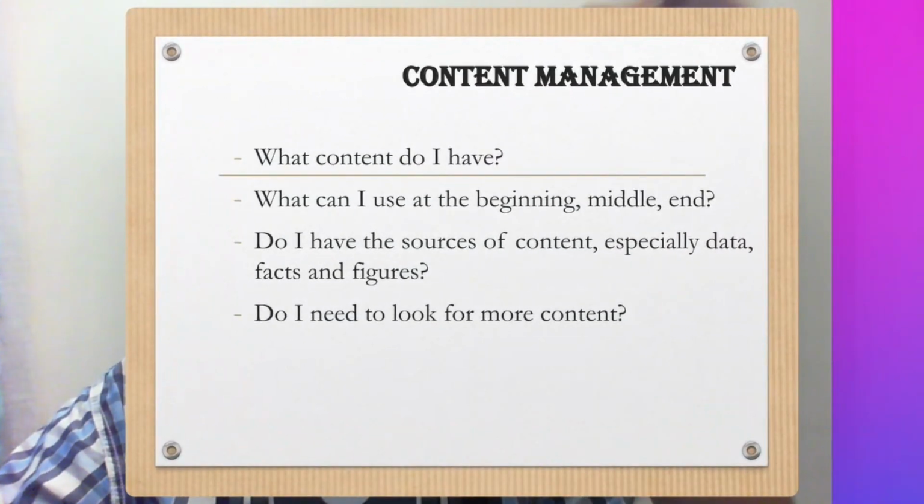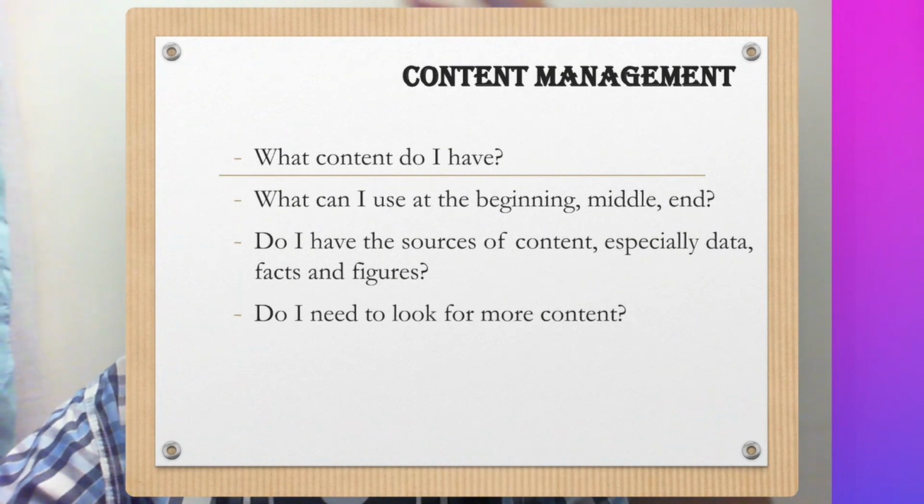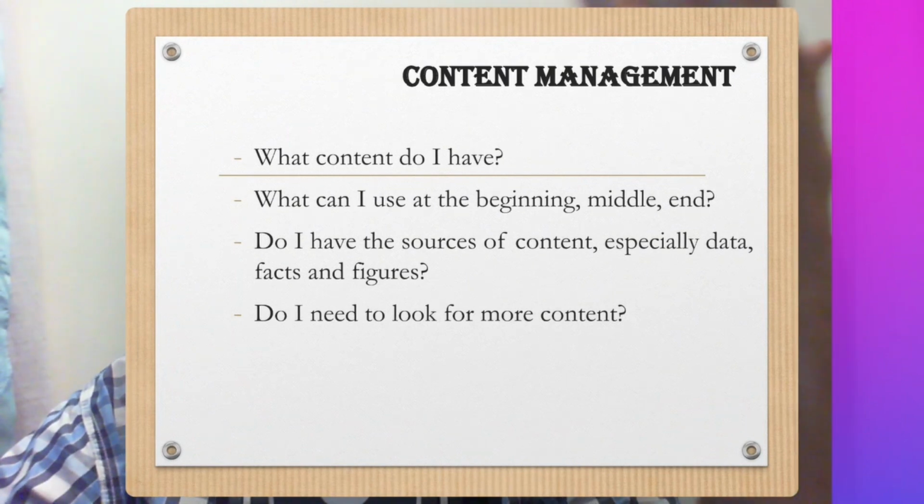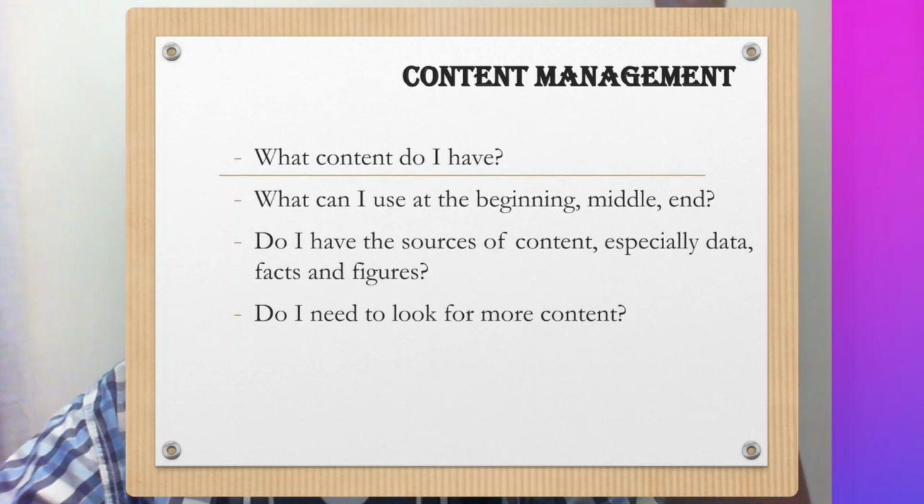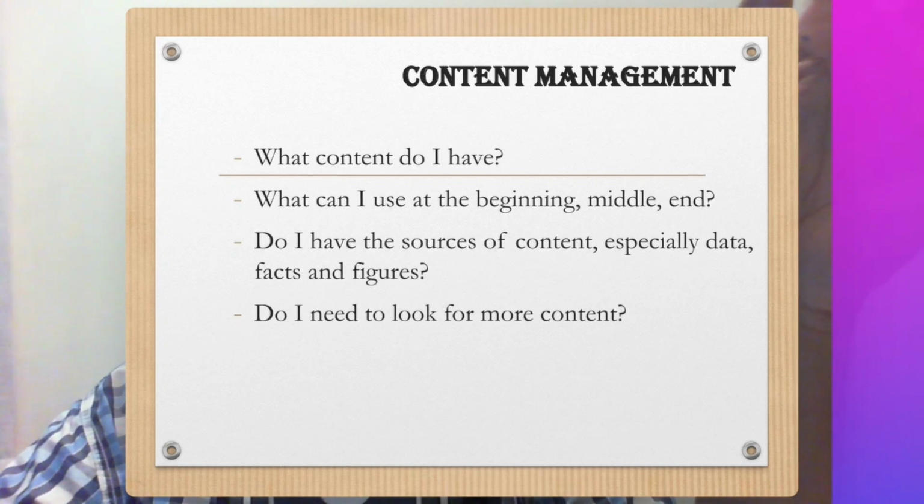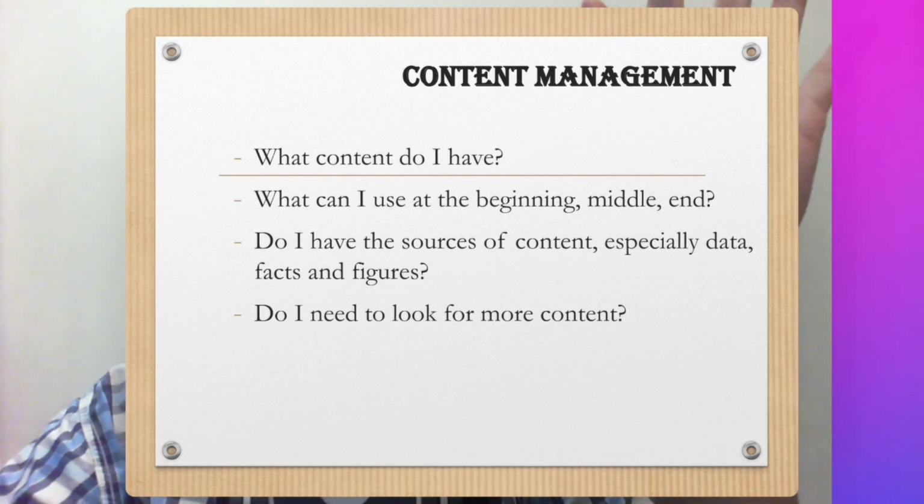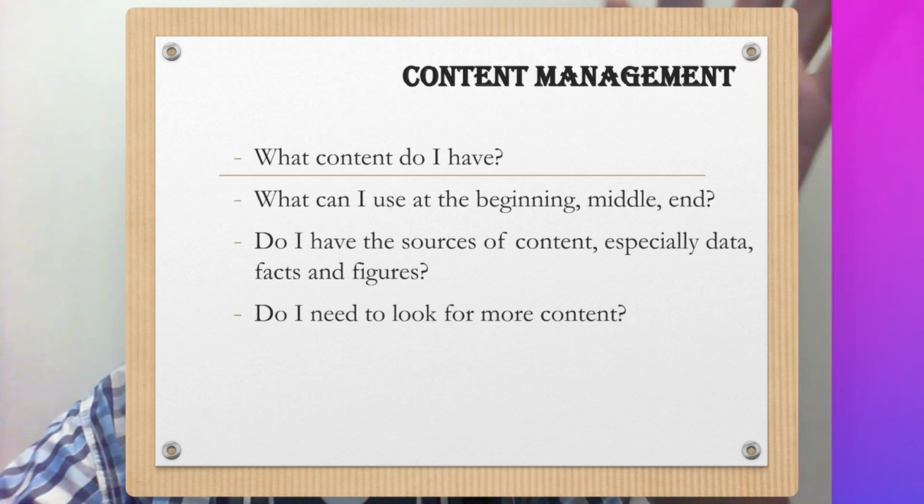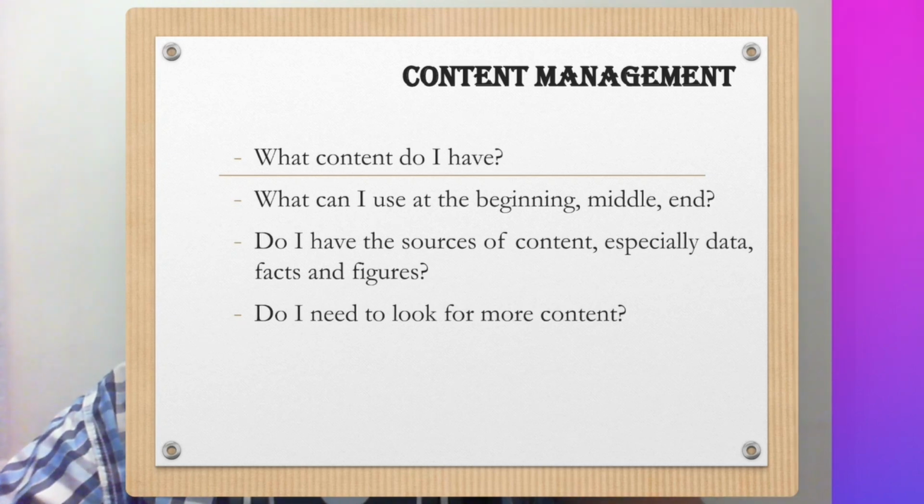Now, let's look at this. I've already got clarity on this. I've done research. Now let me look at my content and manage my content. So what content do I have? I've already worked on my content. First I did research, then I got clarity, and then when I required, I went and got some more content. Now, what content do I have?